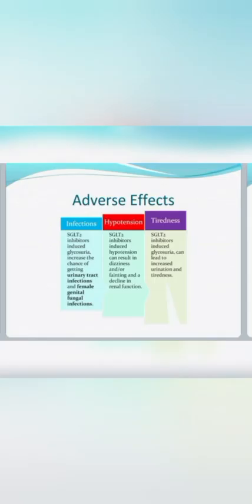Now we will discuss adverse effects of SGLT2 inhibitors. They cause infection, hypotension, and tiredness. How do they cause infection? SGLT2 inhibitors induce glucosuria, increasing the chance of getting urinary tract infection and female genital fungal infection. And how does it cause hypotension? SGLT2 inhibitors induce hypotension, which can result in dizziness and fainting and a decline in renal function. And how does it cause tiredness? SGLT2 inhibitor-induced glucosuria, as we know, can lead to increased urination and tiredness.